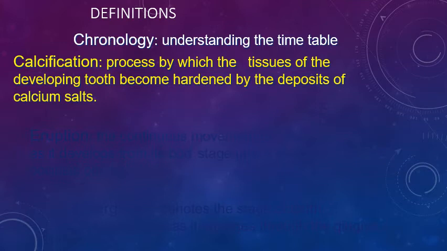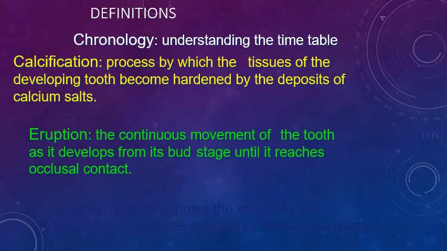The next two terms are eruption and emergence. So what exactly is eruption? Eruption is the continuous movement of the tooth as it develops in the alveolar bone, from its bud and cap stage, until it reaches the occlusal contact. Eruption is a lifelong phenomenon. It occurs continuously. Why? Because our teeth undergo wear and tear, and there are post-eruptive movements.